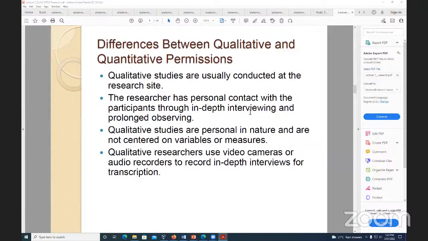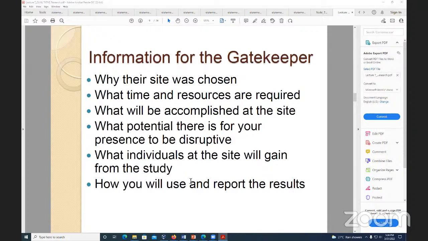But focus groups, which is group interviewing, is also useful. Qualitative is definitely personal, not centered on variables, but you need to be measuring something. So the research question should have at least one variable, but the way you're measuring it is non-numeric. You can use cameras and other recorders, but that almost must be with permission. And you do that so you can get a transcription, as in a verbatim recording of what happened.